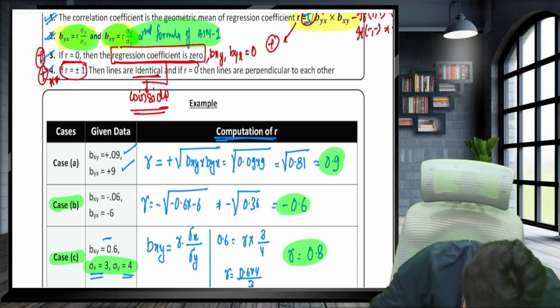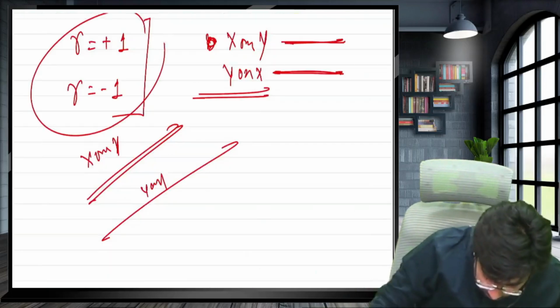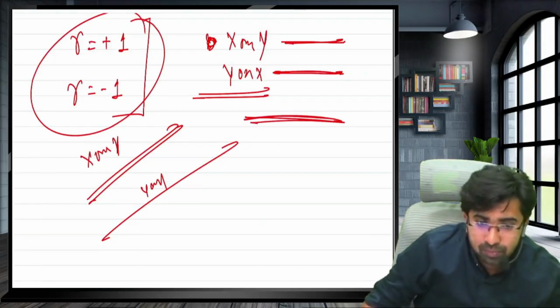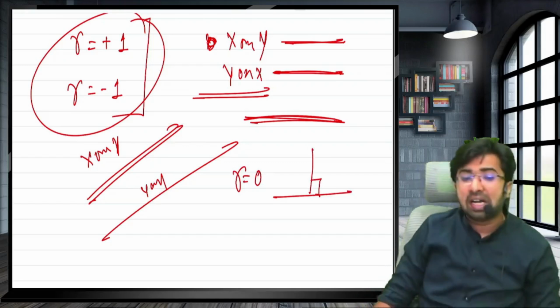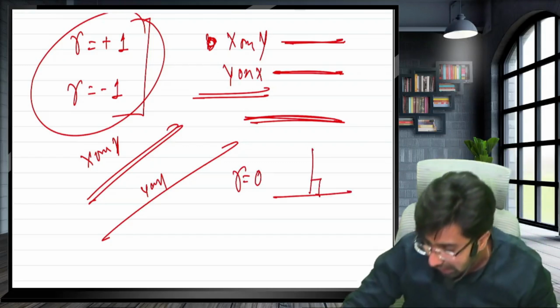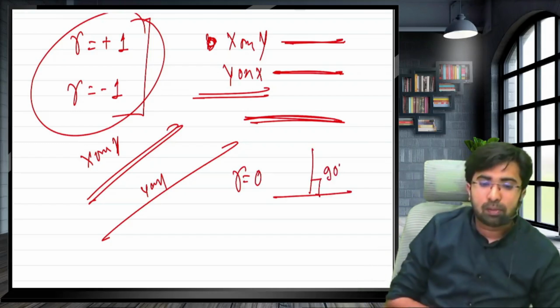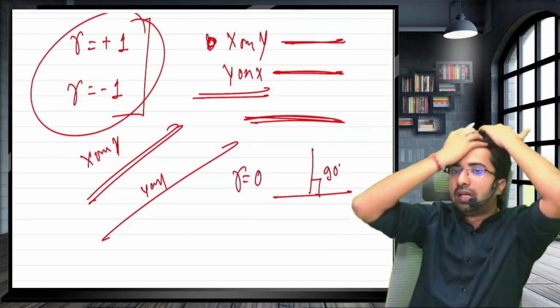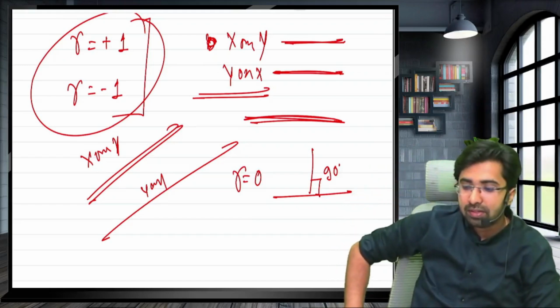And if R is equal to 0, the lines are perpendicular to each other. If R is equal to plus 1 or minus 1, the lines coincide. And if R is equal to 0, guys, Bx on y and By on x establish a 90-degree relationship with each other. The lines are perpendicular to each other.